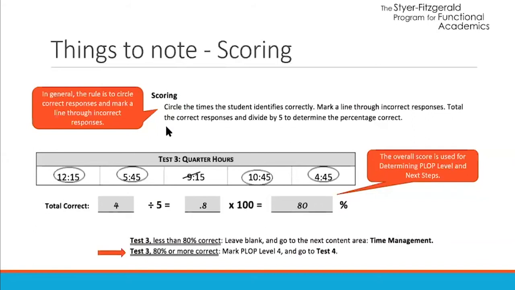So this student on test 3 got 80% accuracy. Now when you look below that, it says test 3, 80% or more correct. You're going to mark PLOP level 4 on the present levels of performance chart, which is on the next slide. I'll show you in just a second. And then you're going to go to test 4 in this section. That's where they want you to start assessing next. So it tells you where to go.